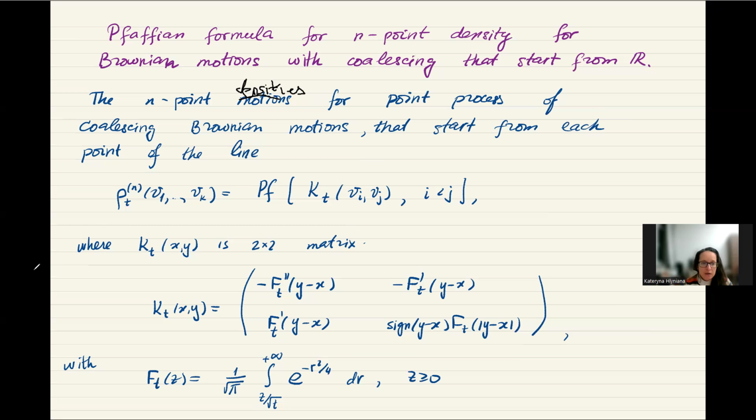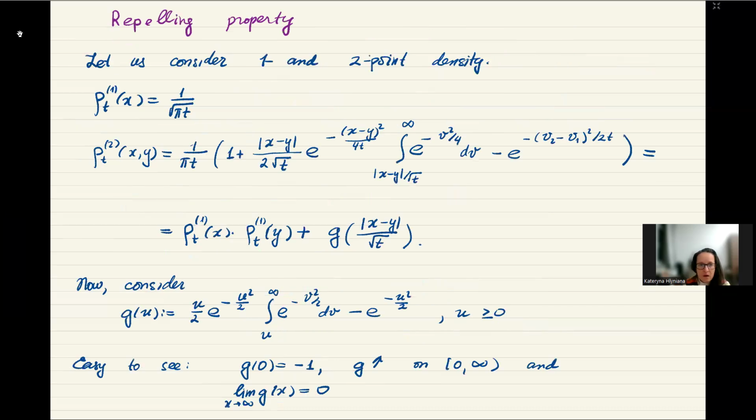So, for example, let us understand if the points in a system of Brownian motions with coalescing tend to repel or attract each other. And for this, I need to write the 2-point density. So I will use the Pfaffian representation. So it's not so easy even to write the explicit formula for 1 and 2-point motion.